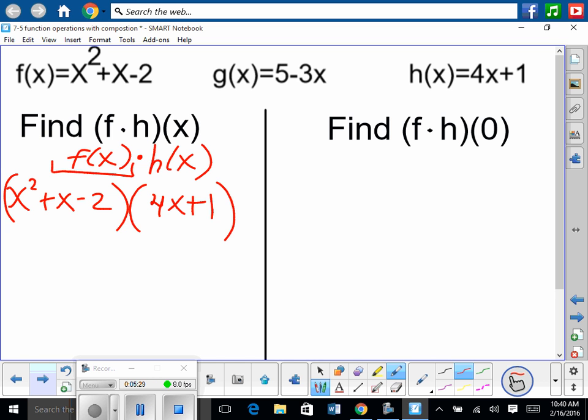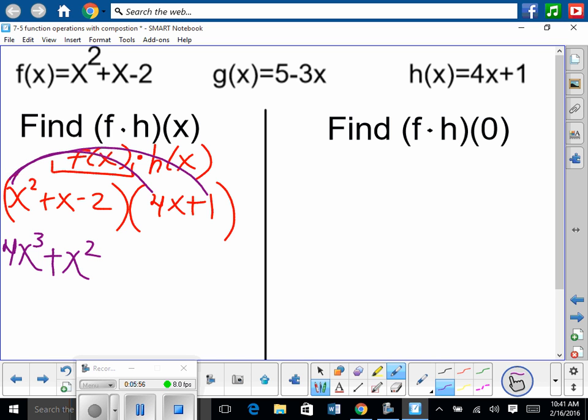Now that one looks a little tricky, but I know we can do it. So don't we have to multiply all this stuff to all this stuff? So we're going to have quite a few distributions here. So stay with me and very carefully. x squared times 4x. 4x squared. No, not quite. That's 4x cubed. Good. All right, x squared times positive 1. Positive x squared. Is everybody comfortable with that?